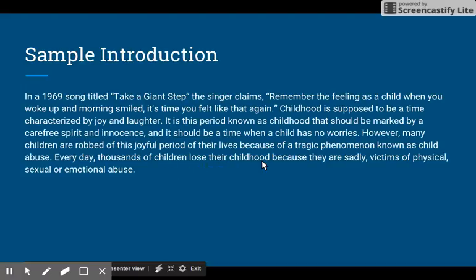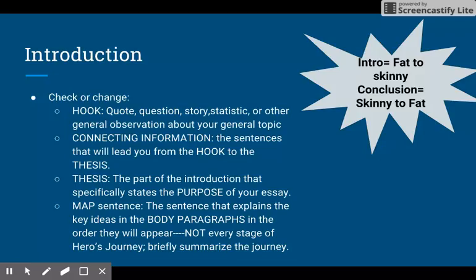So, here is my map sentence in my introduction. Every day, thousands of children lose their childhood because they are sadly victims of physical, sexual, or emotional abuse. Now, my map sentence is a map for my reader. It tells my reader where we are going. So, in this paper, I should have paragraphs about physical, sexual, and emotional abuse. Okay? That just lays out the paper for my reader quickly. You will briefly summarize the journey of your hero in your paper for your map sentence.